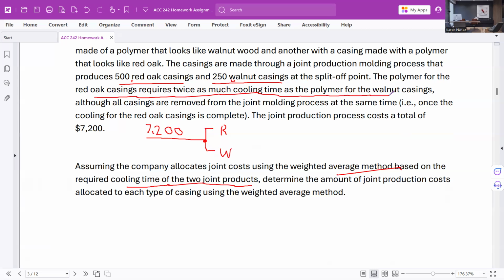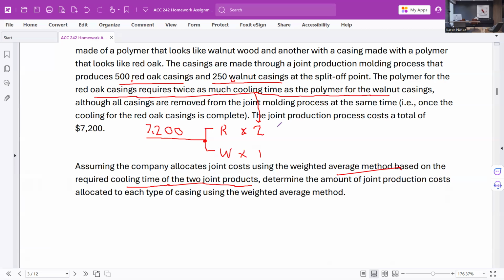So the red oak requires twice as much, right? The red oak requires twice as much cooling time as the walnut casing, right? That's what this tells us, the cooling time. That's our weighted average is going to be based on that. Twice as much cooling time for the red oak as the walnut.